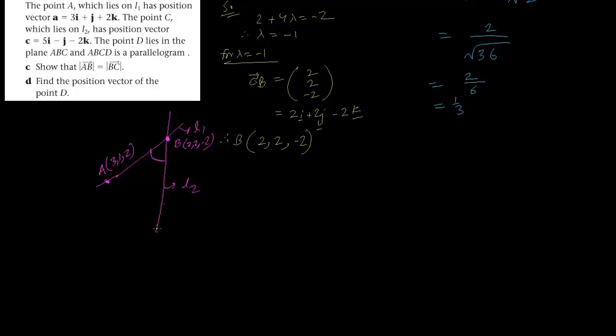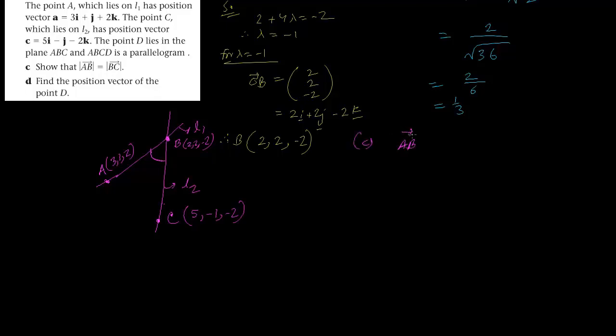And we have another point C, and it lies on L2, and it has position vector 5i minus j minus 2k. So 5, minus 1, minus 2. So this is the information that we have. So we have to show that the modulus of the vector AB and the modulus of the vector BC are equal. So let's do this over here. Question number C.